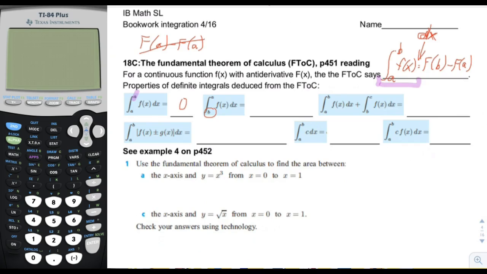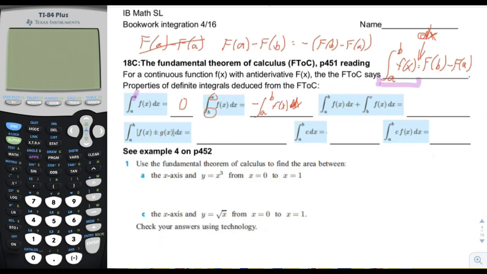What about here? Here we have b to a instead of a to b. If you have b to a instead of a to b, then you would have f of a minus f of b. And basically that's equal to the negative of the original right side of the fundamental theorem of calculus. So it's the negative of the regular equation. You could reverse the a and b, and then you just take the negative of it.